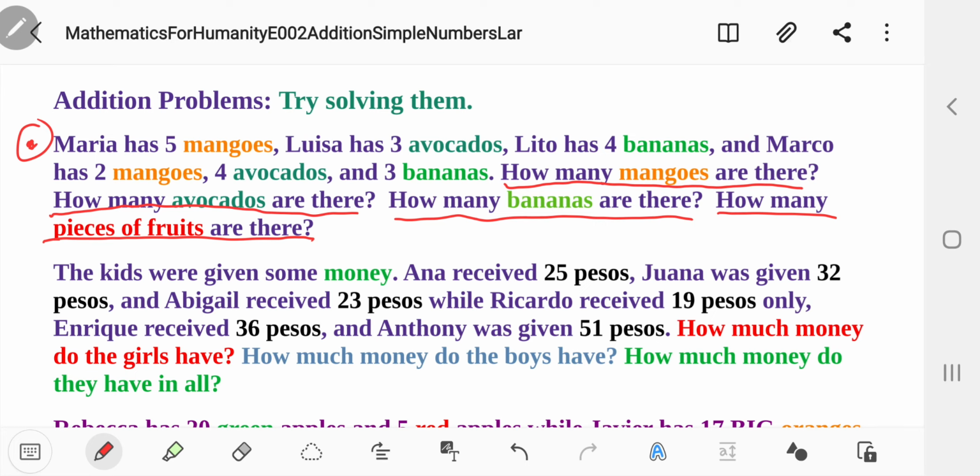All of them are fruits. So it's specified that it's fruits. What is the answer now? Because you have mangoes is a fruit, avocados are fruits, and bananas are fruits. So by now you can think how to answer this question.